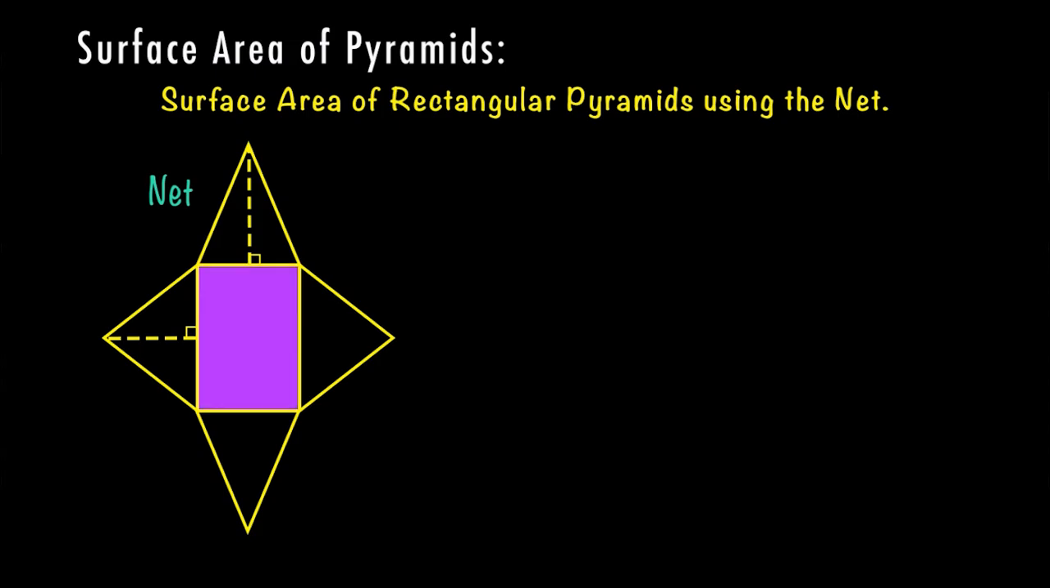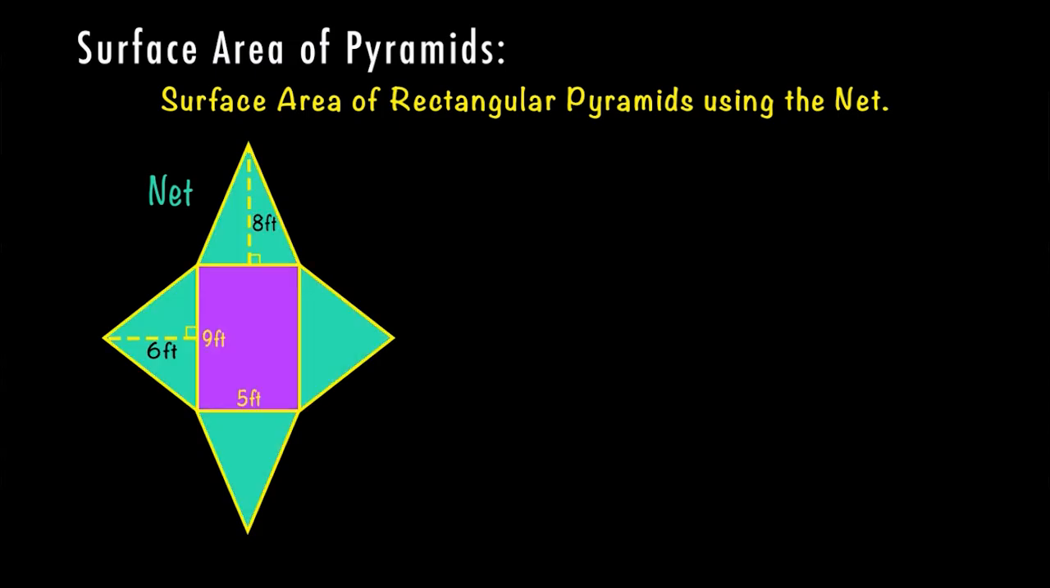I can see that my base here is in purple, and then I can bring up my lateral sides. So if I'm going to first find the lateral surface area, that means I'm just finding the area again of all of these green triangles going around the outside. Now I can see that this is not a square base. This time we have a rectangular base, which means the bases of the triangles are not all the same.